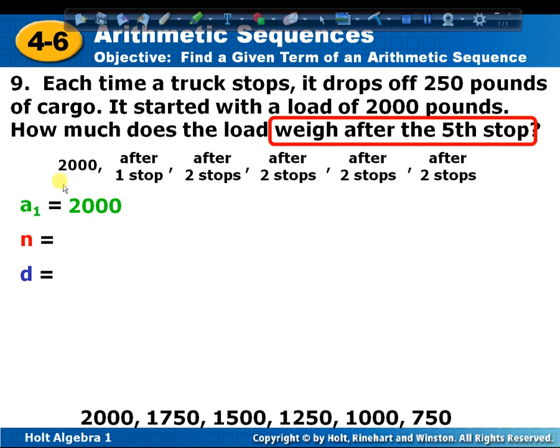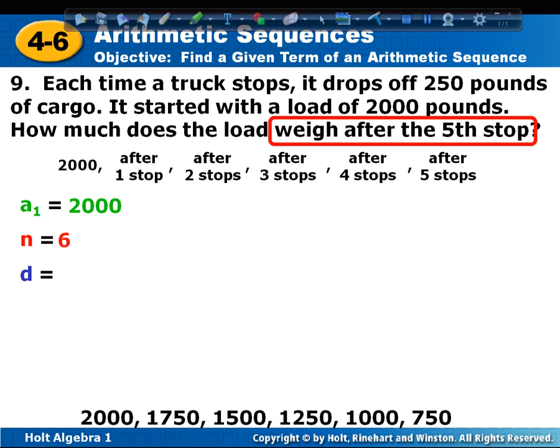So I have 2,000 pounds, and this is after the first stop, after the second stop. Whoop, that should be 3rd, 4th, and 5th. Give me just a second. Alright, I went ahead and fixed that. So it's 2,000 pounds, and then this is how much after the first stop, second stop, third stop, fourth stop, fifth stop. So your N here is not 5. If you look at the terms in your sequence, this is the first one, second one, third one, fourth one, fifth one. This was actually the 6th term of your sequence. So you have to be careful with that.